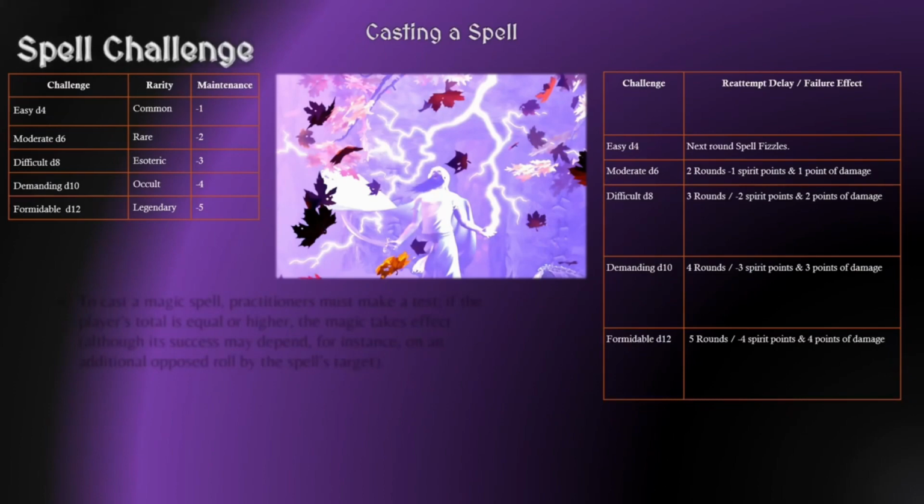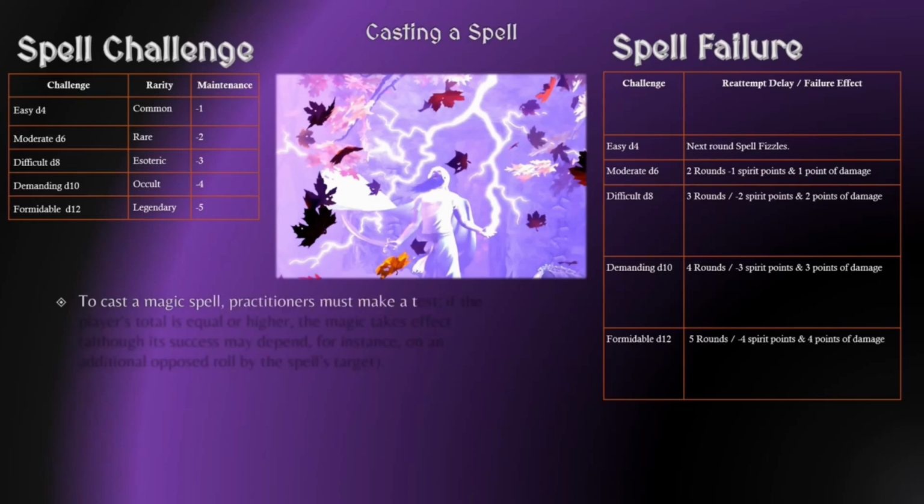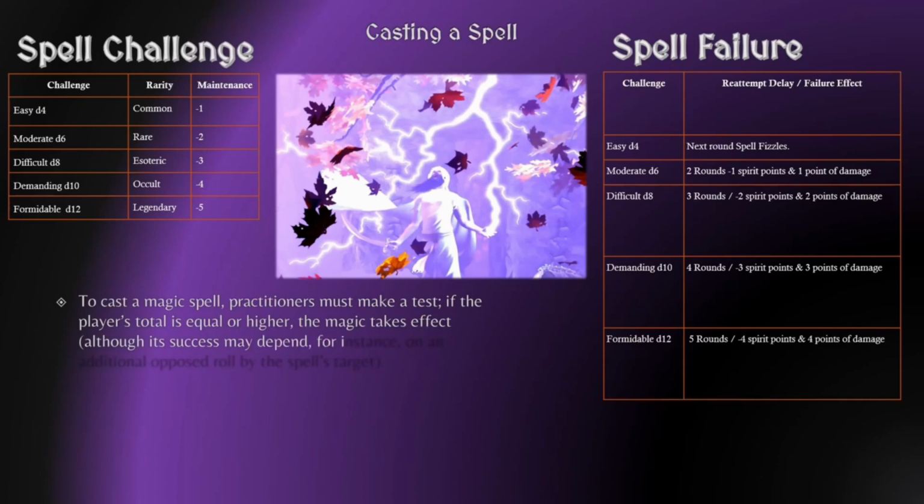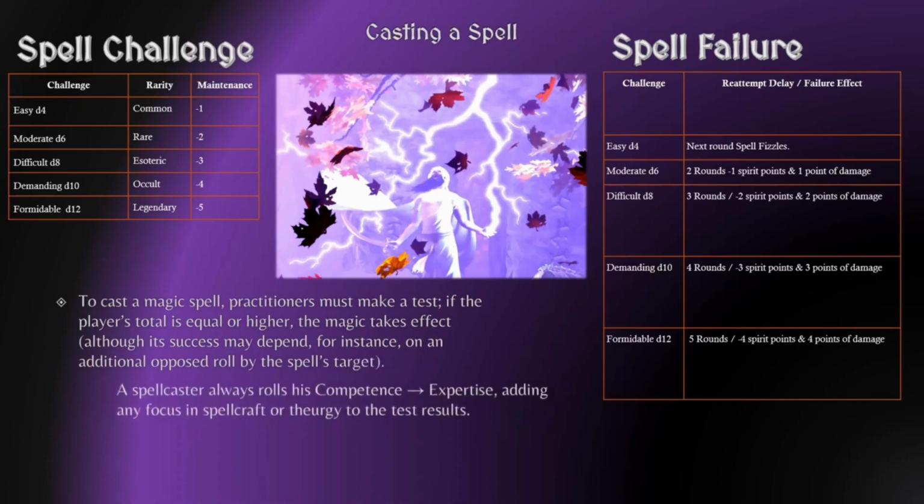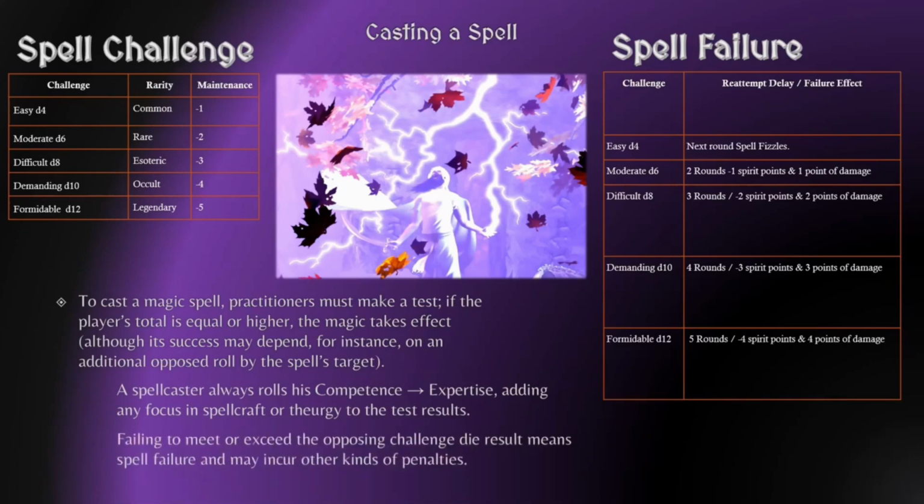Casting a spell. First, there's spell challenge, then spell failure. To cast a magic spell, practitioners must make a test. If the player's total is equal or higher than the challenge roll, the magic takes effect, although its success may depend, for instance, on an additional opposed roll by the spell's target, also called a saving throw. A spellcaster always rolls his competence and expertise, adding any focus on spellcraft authority to the test results. You want to avoid spell failure.